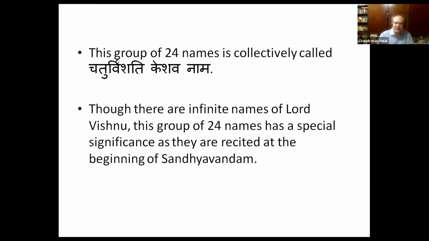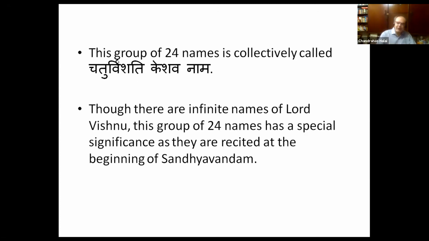And this group of 24 names is collectively called Chaturvimshati Keshav Naama. Chatur means 4, Vimshati means 20, meaning 24 different names of Keshav or Narayan. Now we know that there are infinite names of Lord Narayan, but these 24 names, or Chaturvimshati Keshav Naama, have a special significance because they are recited during the Sandhya Vandanam. During the rituals of Sandhya Vandanam, you recite these 24 names of Lord Vishnu.